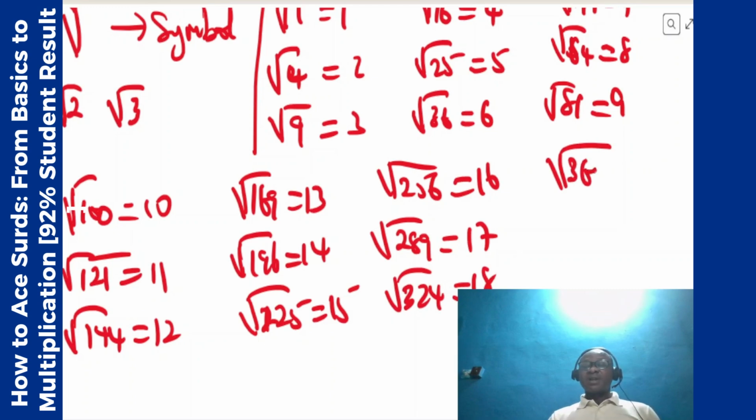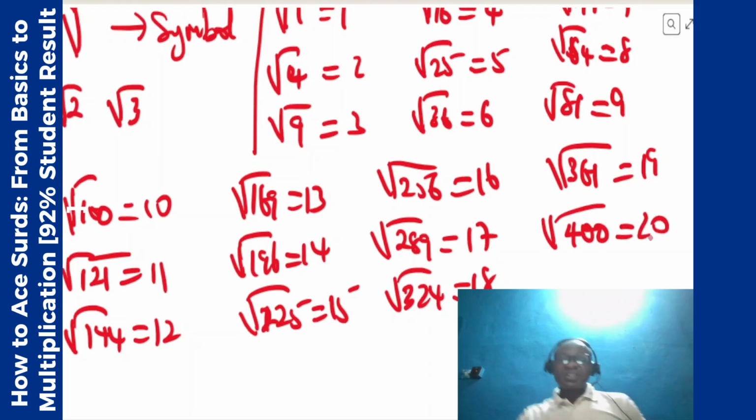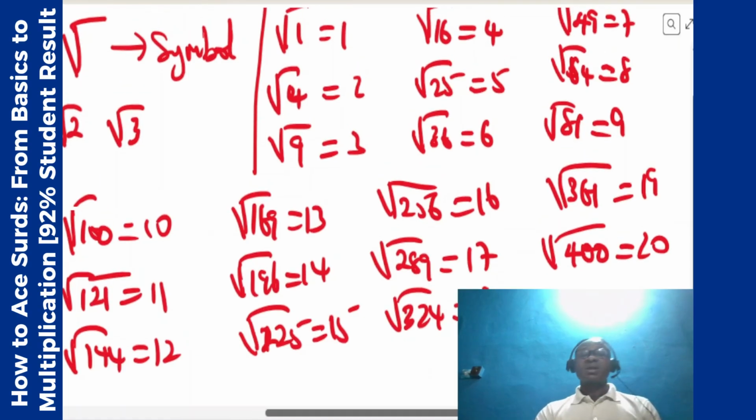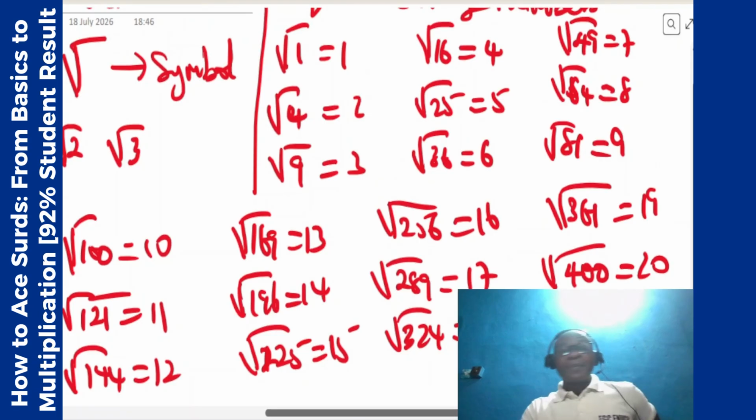Of 361 is 19, and the square root of 400 is 20. So these basic ones, I am going to use them to explain to you how we can simplify surds, because if you can remember all these basic square roots of numbers, that is when you will understand the topic of discussion, which is called surds.